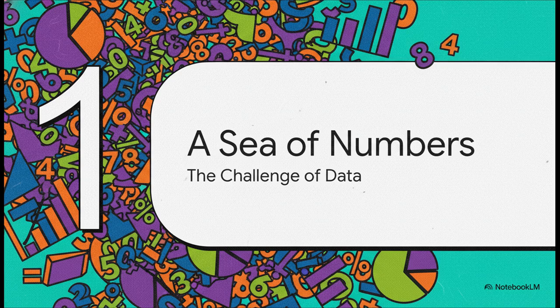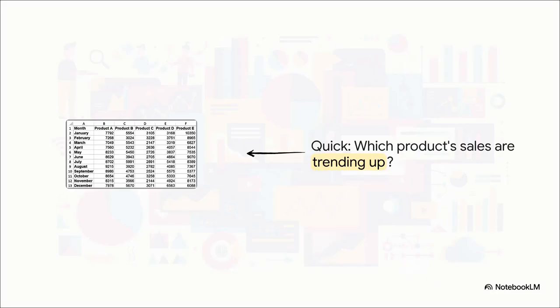Someone hands you this giant spreadsheet or a report just packed with data, and you know the answers are in there somewhere, but all you can see is this sea of numbers. It's just a lot. Okay, so check this out. Here's a table of monthly sales for 5 different products. Quick, take a look. Can you tell me which product's sales are trending up for the year? I'll give you a sec.